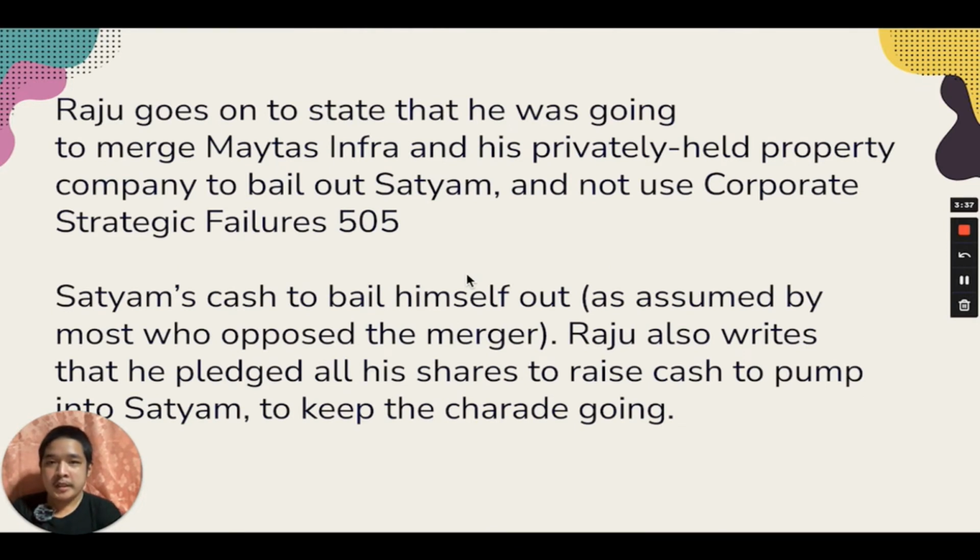Raju goes on to state that he was going to merge Maytas Infra and his privately held property company to bail out Satyam, and not use Satyam cash to bail himself out, as assumed by most who opposed the merger. Raju also writes that he pledged all his shares to raise cash to pump into Satyam to keep the charade going.